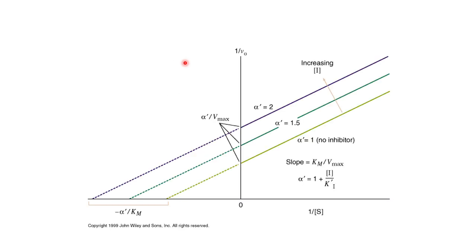So with the increasing I, you will see that there is no change in the slope of the reaction, but the x-intercept decreases, as well as the Vmax. So the 1 by Vmax value is increasing. So alpha dash by Vmax increases, minus alpha dash by Km is decreasing, and the slope remains the same.